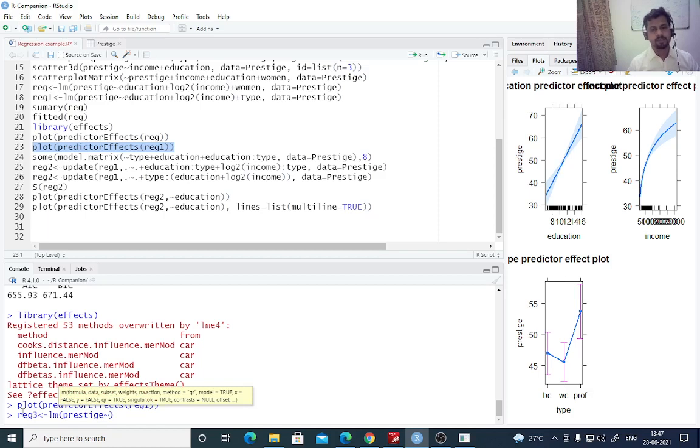Now, since I want an interaction term of each of the factor types or levels with respect to education, either you can simply write them using the star multiplication command, or there is a shorthand way of writing interaction terms in R, which is through the colon. So you can see over here, I'll run prestige, and I'll have type colon, and I want an interaction term of education, plus log 2 income.